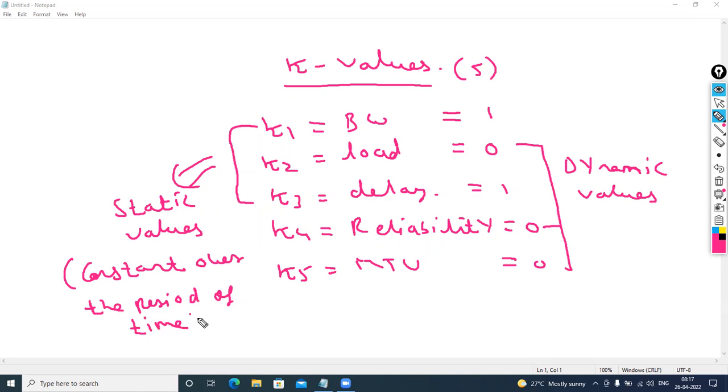Reliability, how can we define reliability? Congestion. If congestion is there in the network, your reliability will also change. How much reliable. So if we talk about dynamic values, what does constant over a period of time mean? Even over 24 hours, you will see that bandwidth and delay will remain constant. They will not change. They're fixed values. The dynamic ones can change over time. Okay.